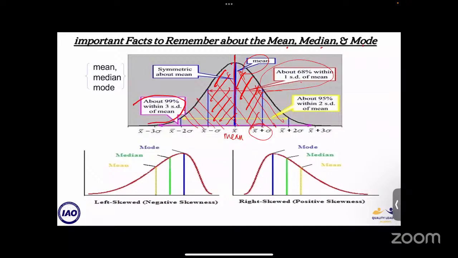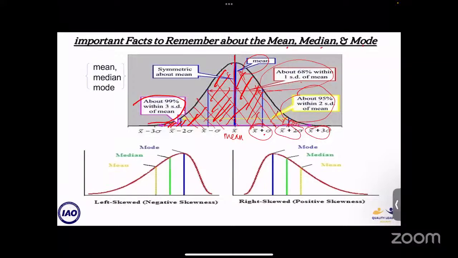95% of the total data. So what about data within three standard deviations? Extended until here, one, two, and three standard deviations cover 99.7% of the total data. So this is the concept of the normal distribution.